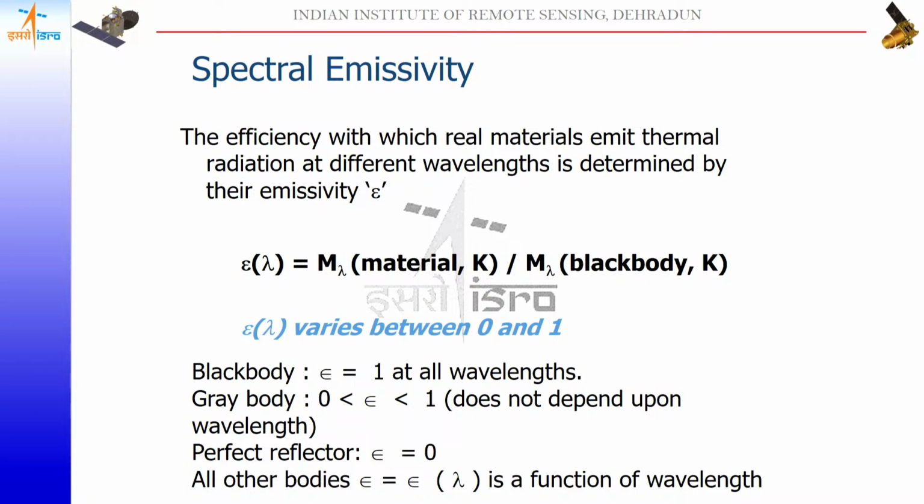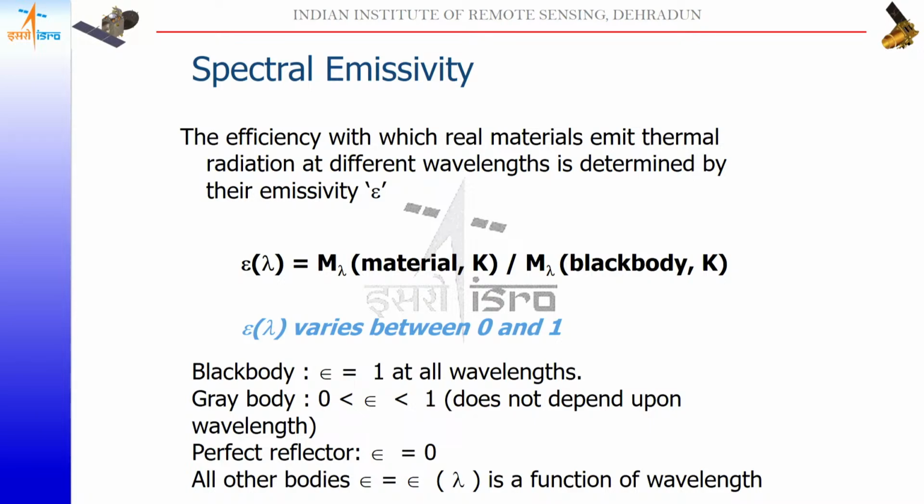Now, because it is normalized with respect to the spectral excitance of a black body, its maximum value will be 1. And because it is the spectral excitance, that means the energy coming out from a source or from a target, the minimum value can be 0. So, the spectral emissivity varies between 0 and 1. For a black body, the real object is the black body itself, so the figure of merit is 1 at all the wavelengths.